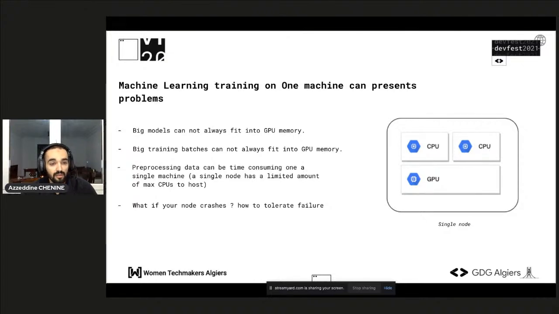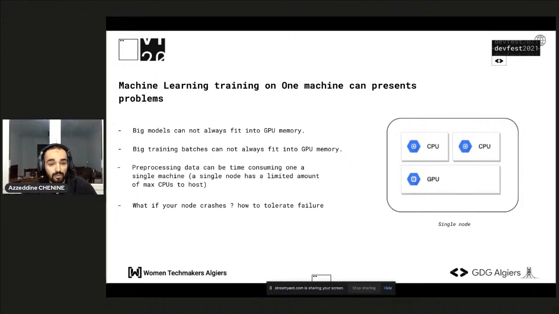Machine learning on single machines can present problems. For example, you can have such a big model that it can't even fit in the GPU memory. And even if your model fits into the GPU memory, you can have a training batch size, given your experimentation, that doesn't fit into your GPU memory either. And even if you have that checked, what about pre-processing your data? Maybe the number of CPUs you need to pre-process your data quickly can't be hosted in a single node. And the most problematic thing is, what if your node crashes? What happens to your experiment? What is the failure tolerance rate in your system? Those problems can be handled by distributed machine learning.